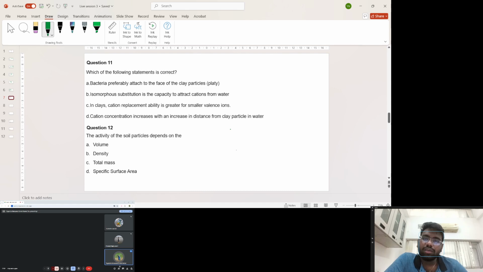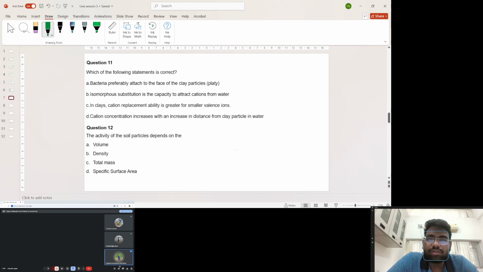Okay. So why A is not the right answer? Now we will analyze. Bacteria is not attached to the face, it's attached to the side mostly. Why? On the side there is a positive charge, and at the face negative charge. Then why should bacteria attach to the positive charge? That I can't say.